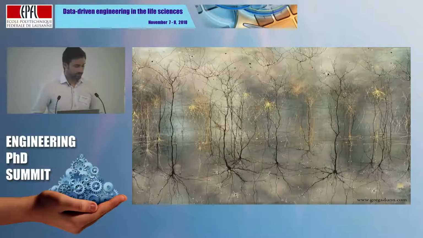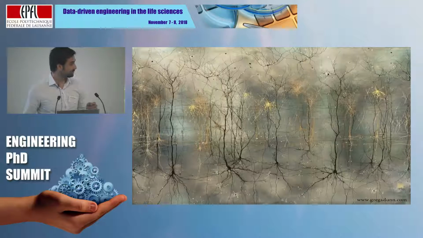So let me start with this beautiful slide from artist Gregory Dunn, which shows a slice of brain tissue, and we can appreciate how different types of neurons are present, and they build up neural circuits by connecting with each other and by communicating their activity in this spatially organized tissue.